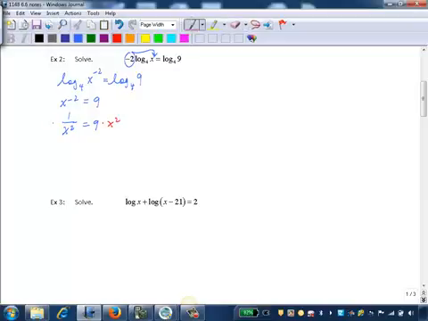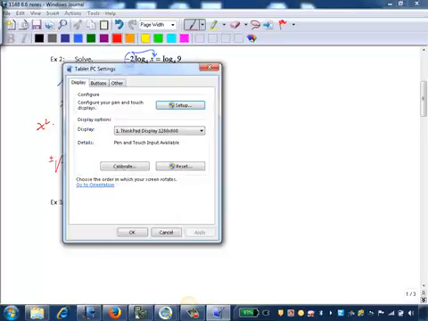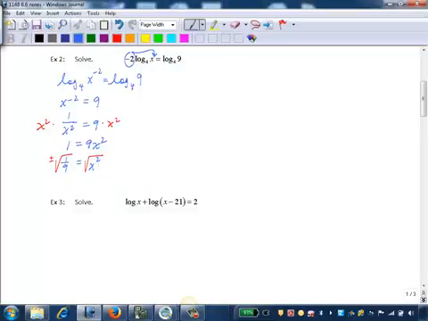So if we multiply both sides by x squared, we'll get 1 equals 9x squared. And now we just need to divide by 9 to get that x squared by itself. And then we can take the square root to take the squared off of that x. So we're going to get the square root of 1/9, we know is 1/3, so we have plus and minus 1/3. So now we've got to check our answers and make sure that when we substitute back in, that we don't end up taking the log of a negative number.